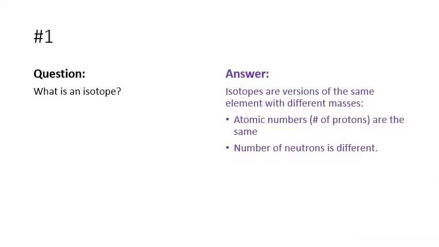We're looking at question number 1, which is what is an isotope? And the answer is simply isotopes are versions of the same element with different masses. That means their atomic numbers, the number of protons, are the same. The number of neutrons are different.